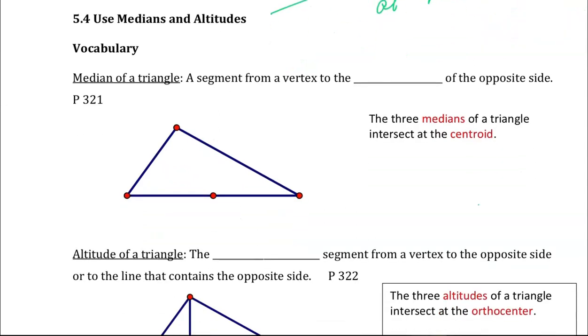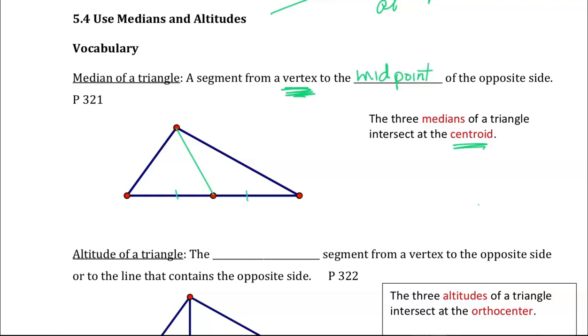First one, the median of a triangle is a segment, as I said, from a vertex to the midpoint of the opposite side. And the three medians of a triangle intersect at the centroid. So we have to draw these. Where am I going to start? I'm going to start at the vertex and go to the midpoint. That is a median. It's going to divide that side in half.